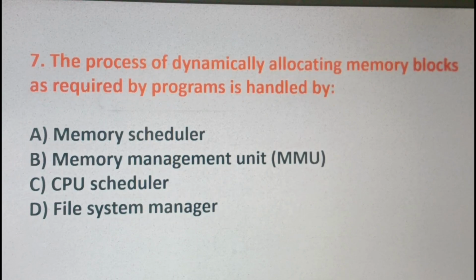The next question. The process of dynamically allocating memory blocks as required by program is handled by memory scheduler, memory management unit, CPU scheduler, file system manager. The correct answer is option B, memory management unit.